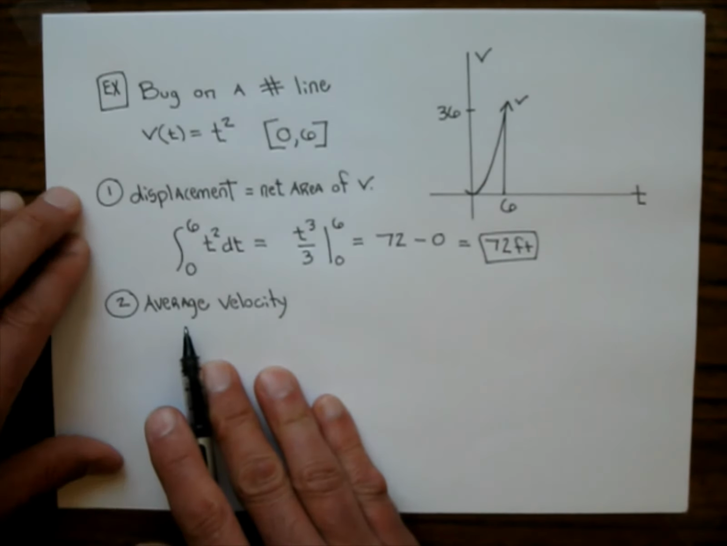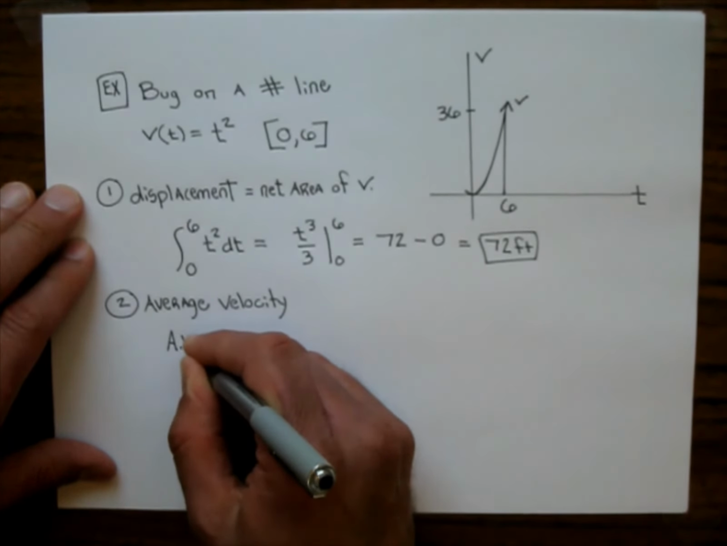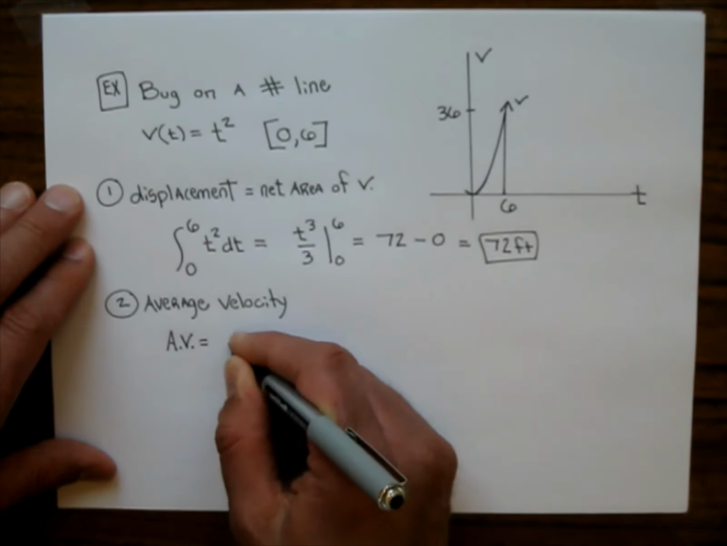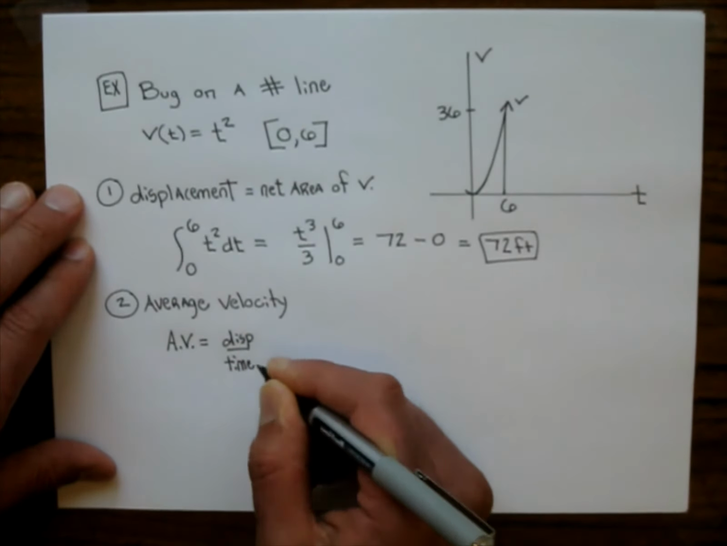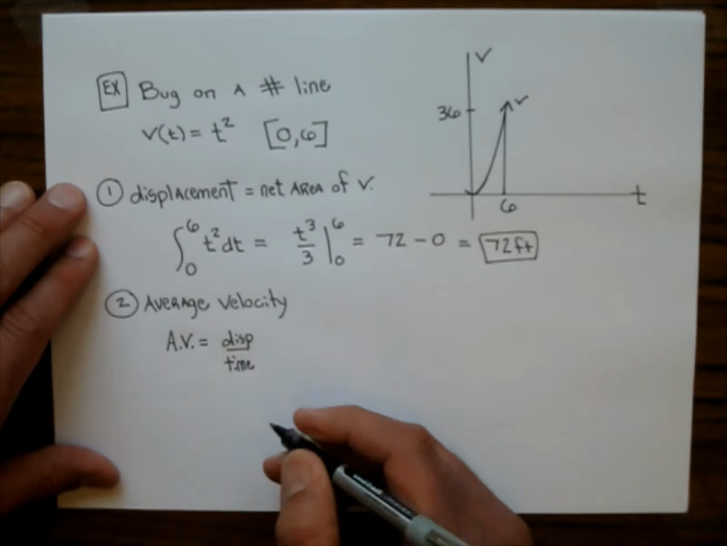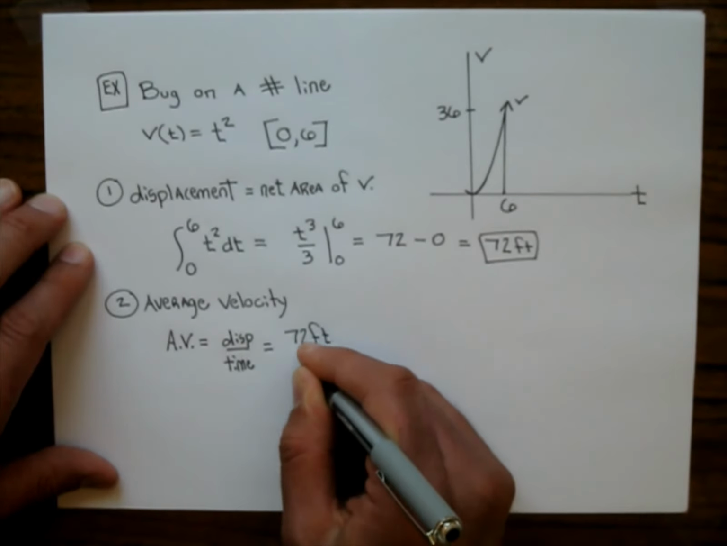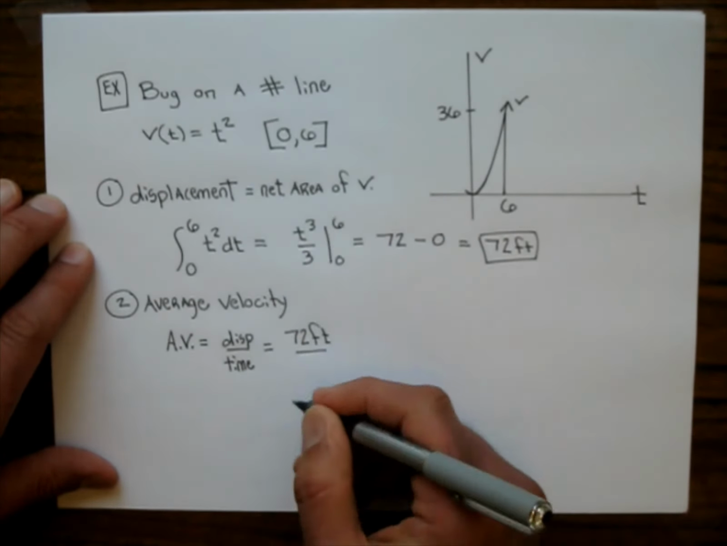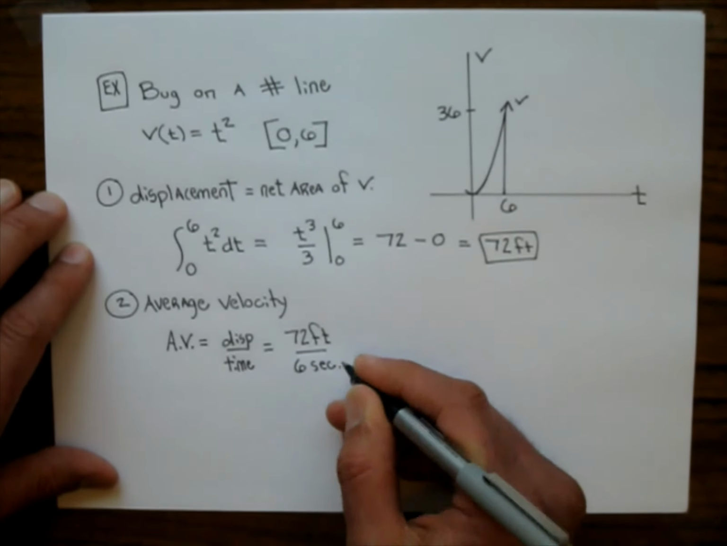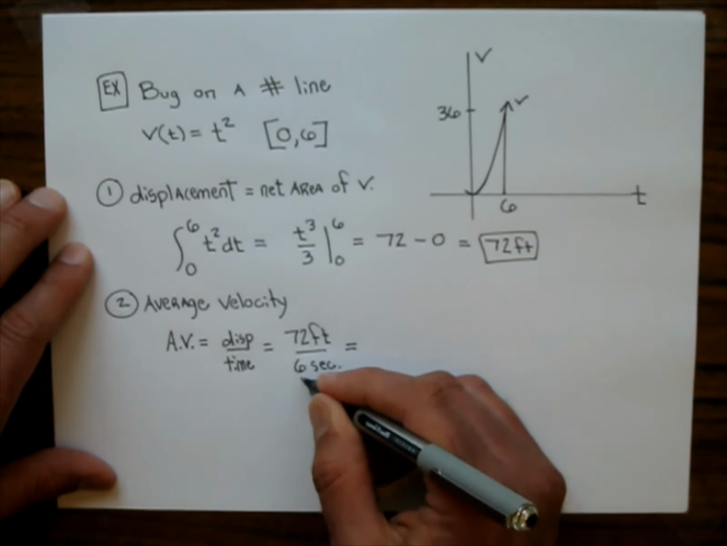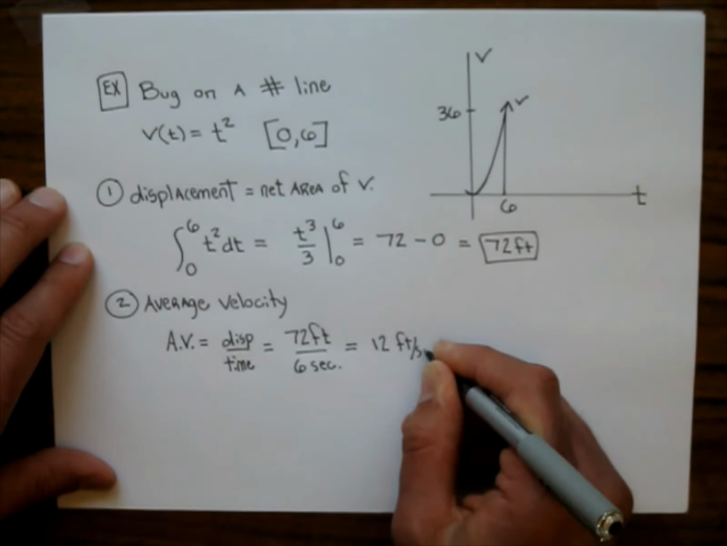Now the average velocity. The average velocity, sometimes I call it AV, is gotten by going the displacement over the time. And so the displacement happens to be the thing we just found. This is 72 feet over the time, well, there's 6 seconds there, so this is 6 seconds. You do a little arithmetic there. 72 divided by 6, you end up getting 12 feet per second.